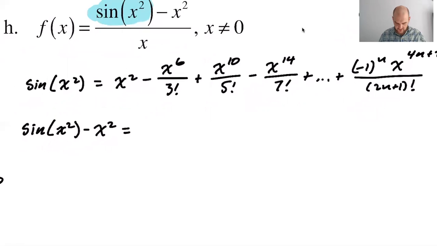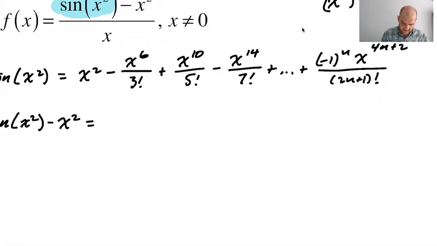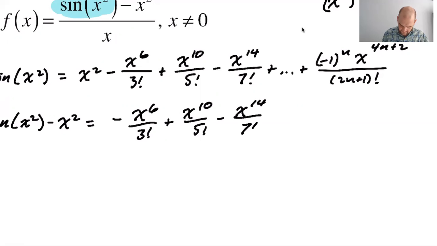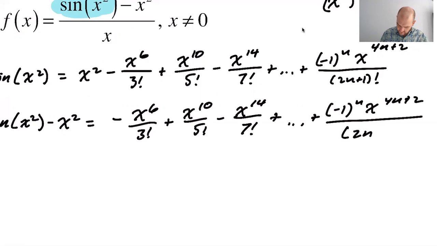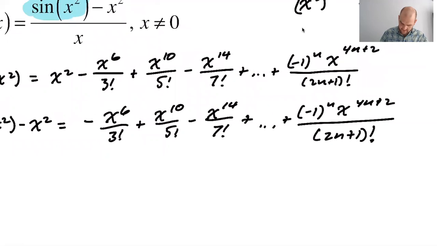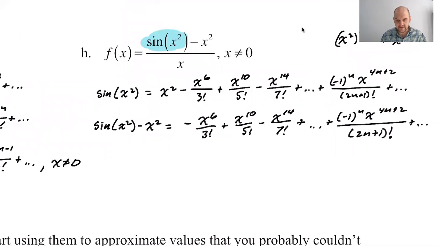All right, we're subtracting x squared. We only have one x squared to subtract though, and so this x squared is going to get knocked off. And we just have minus x to the 6th over 3 factorial, plus x to the 10th over 5 factorial, minus x to the 14th over 7 factorial, plus. So technically, if I want 4 non-zero terms, I need to do another term. But since we already had the lawn mowing delay, I'm going to not do that. Plus dot, dot, dot. Okay, so we got that.